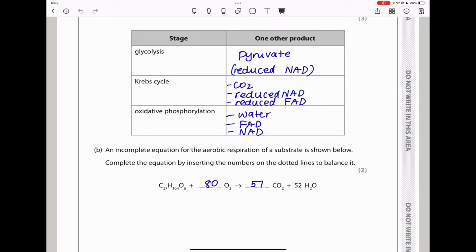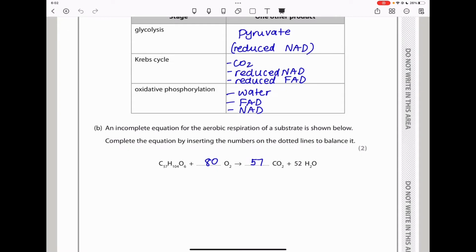And finally, you go to the oxygens. On this side, we already have 57 here. So 57 times 2 plus the 52 is going to give you 80 on this side. So we can see this is 80 oxygen molecules. So this is well balanced.